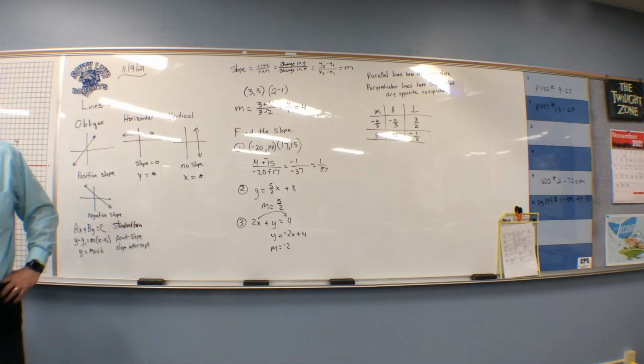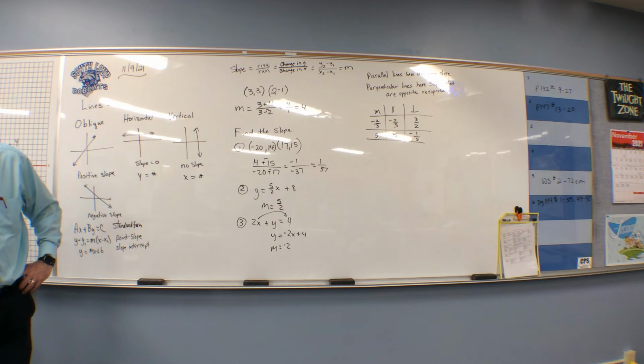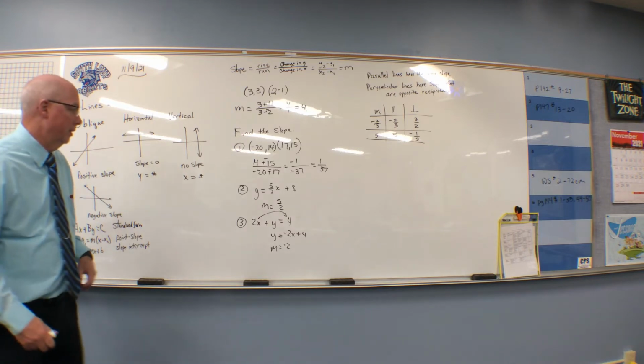Perpendicular to that line would have a slope of what? The slope is a -1/2. What's the opposite reciprocal of a -1/2? 2. Positive 2. 2/1. Actually, just put positive 2. Then the next one says, sketch the graph of each line.